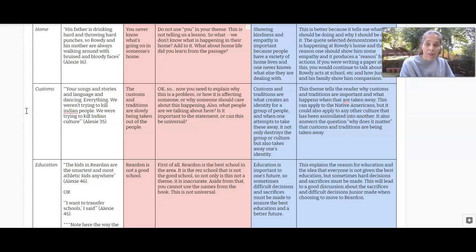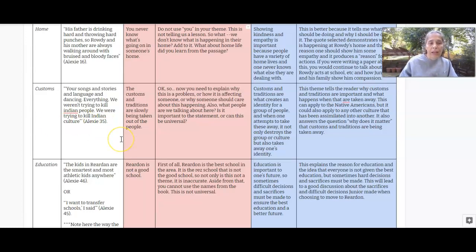It can apply to the Native Americans, but it could also apply to any other culture that has been assimilated into another. It answers the question, why does this matter that customs and traditions are being taken away? Do you see the difference between these themes? Do you see what we're adding to them to build them up and develop them? Let's look at another one, education.